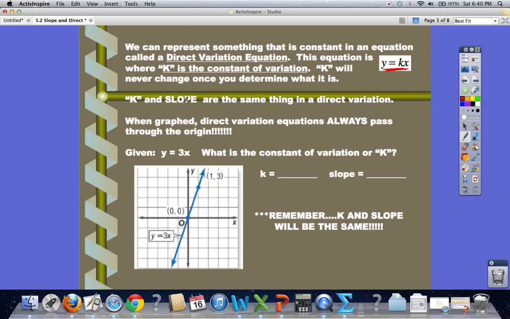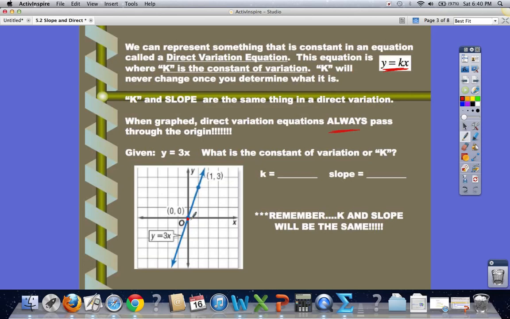K and the slope are the same thing in a direct variation. So if you remember that the slope was always in front of the x, that's also considered the constant if it's a direct variation. And when we graph this, the direct variation equations will always pass through the origin. And remember, the origin is right here in the middle where the x and y axes meet.